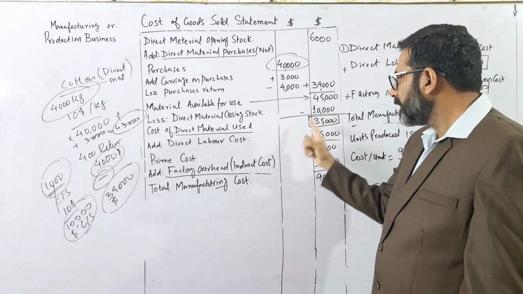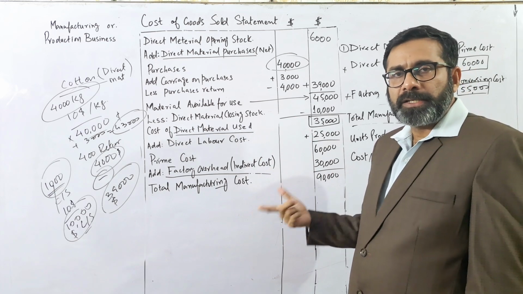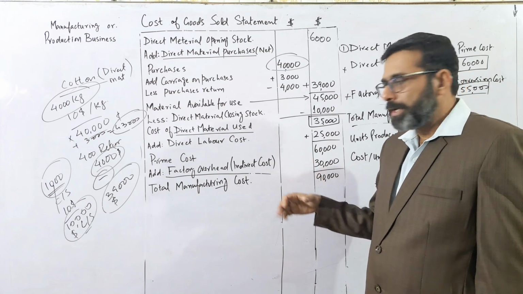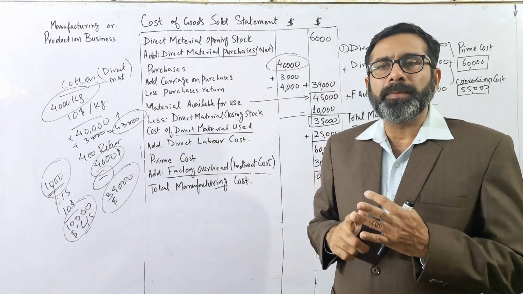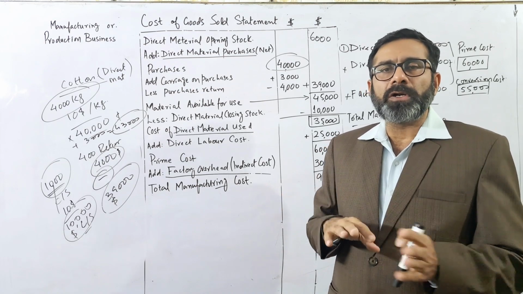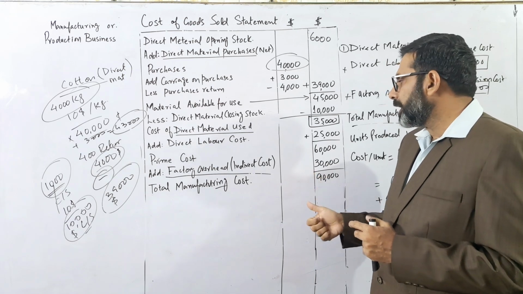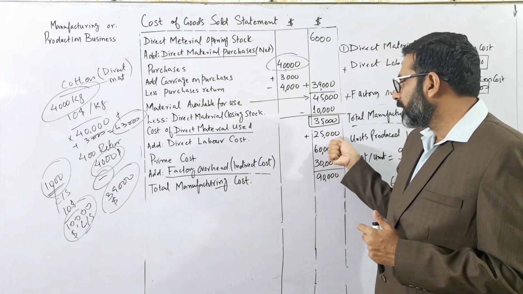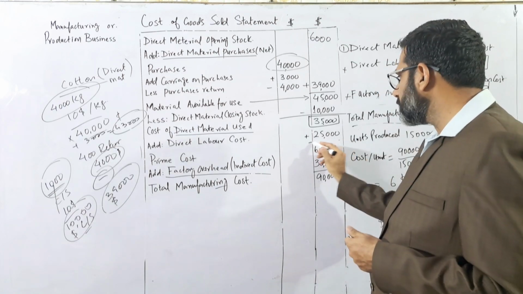So 35,000 is the cost of raw material used, and 25,000 they paid to the labor. So their prime cost is 60,000. Now the third thing is the indirect cost or the factory cost, like indirect material, indirect labor, fuel of the machines, depreciation of the machine, insurance of the machine, electricity, water, lubricants, all the other expenses in the factory. That is 30,000. So if we add these things, 25,000 for the labor and 35,000 for the material, the prime cost was 60,000.